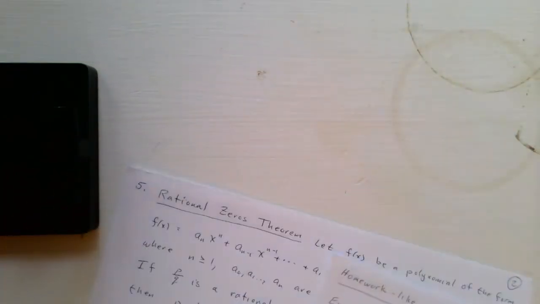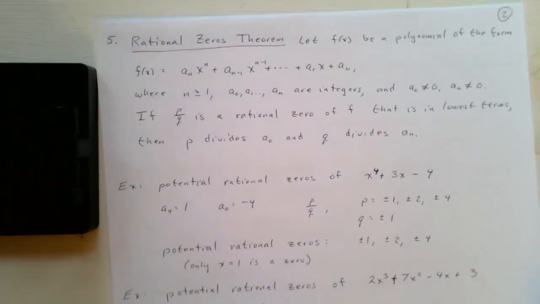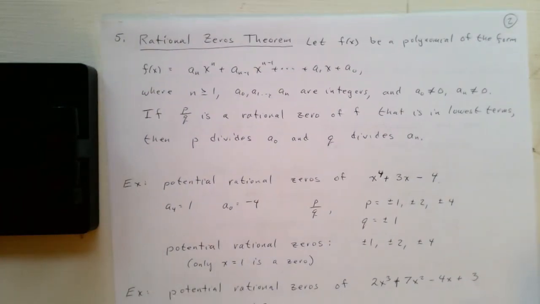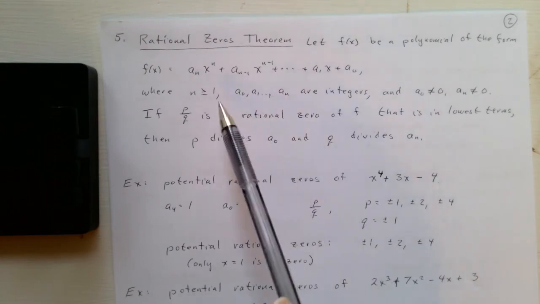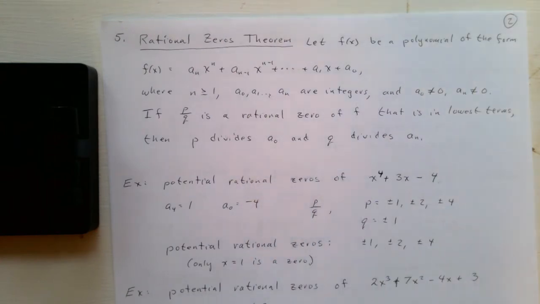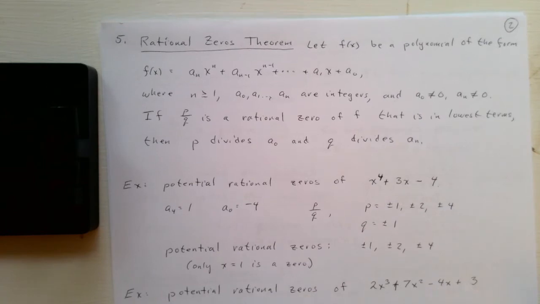The other theorem we wanted to talk about is the rational zeros theorem. You may have seen it before. A rational zero is a rational number that, if you plug it into the polynomial, you get 0. And there are only finitely many possibilities where this can happen.